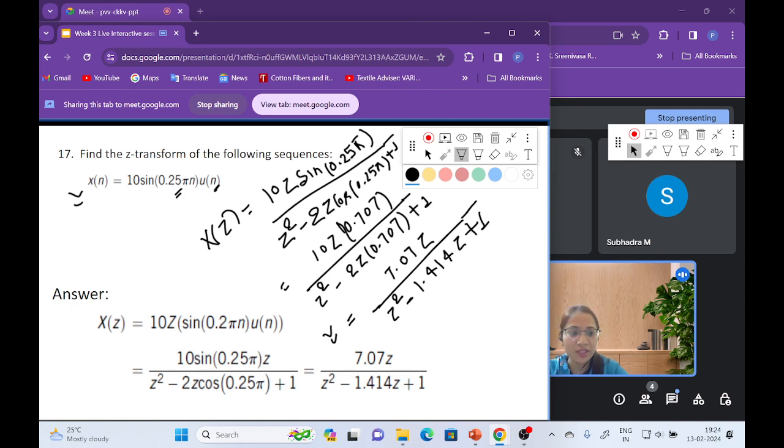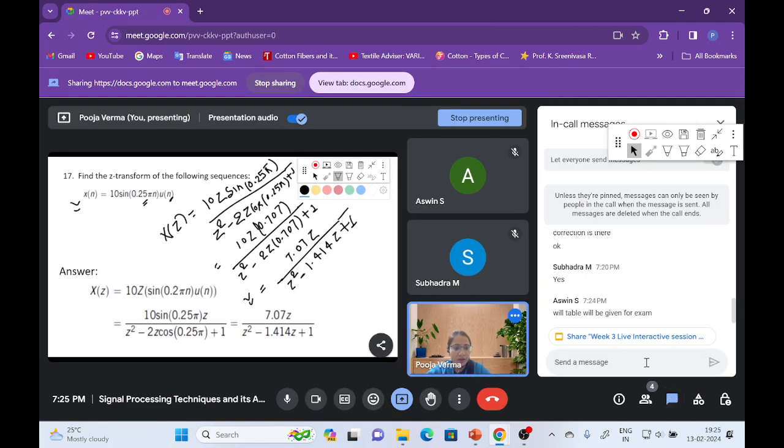Okay, have you understood this question? How to solve it? Will a table be given for the exam? No, actually you have to learn these basics of the Z transform. For example, what is the Z transform of del of n? What is the Z transform of u of n? And what is the Z transform of sine of omega n, or sine of some value a n? Or you can solve it also. See how you will find out.